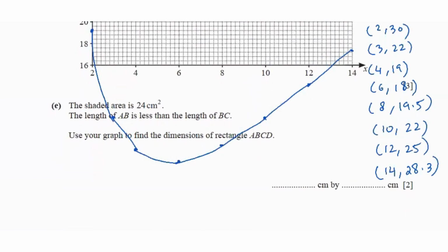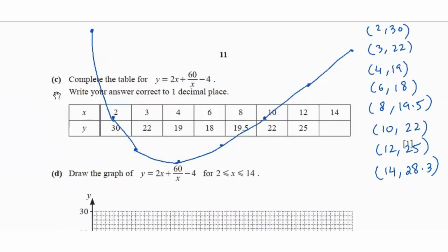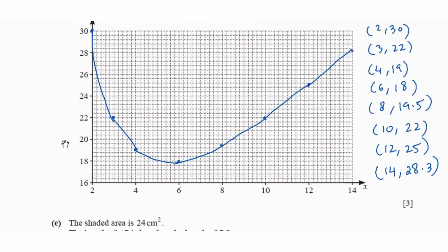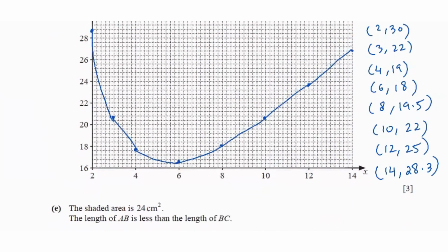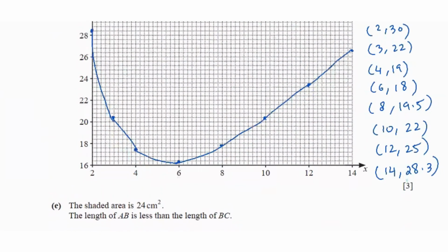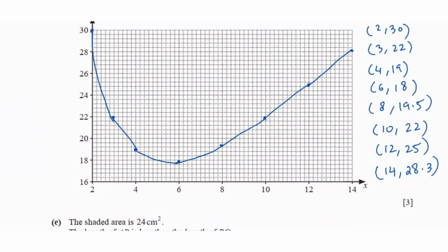And then it says, the shaded area is 24 centimeters square. The length of AB is less than the length of BC. Use your graph to find the dimensions of rectangle ABCD. So we draw a line at 24. One length is this. One is this and the other is this.